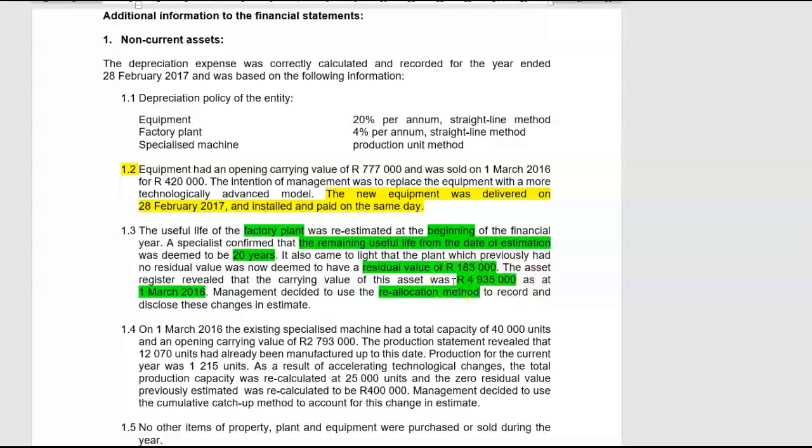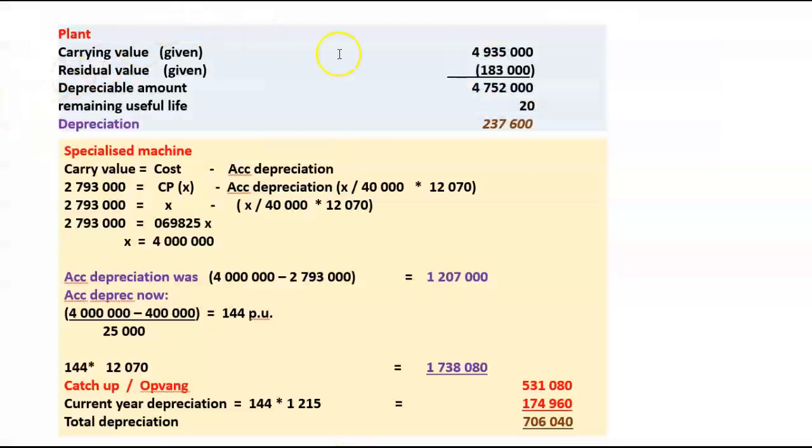What does the reallocation method do? It only looks forward as from the beginning of the year, and I said as from that date. The estimated lifetime was 20 years and there was now an estimated residual value. So it's a straightforward calculation. It's going to be the 4,935 less the estimated residual value. It's going to give us a depreciable amount of 4,752.